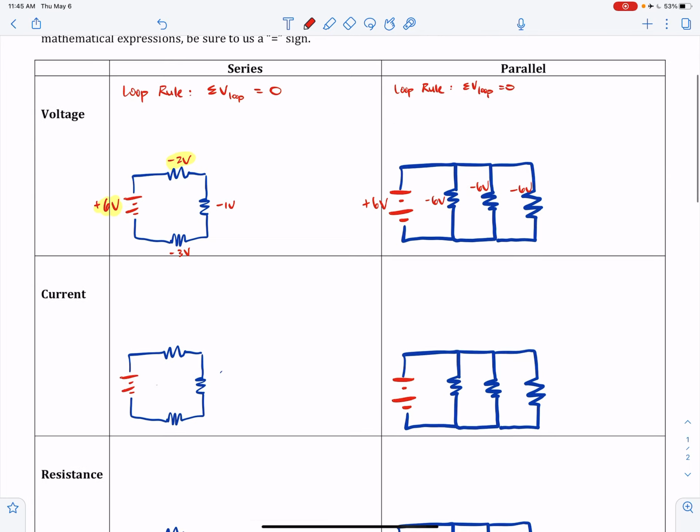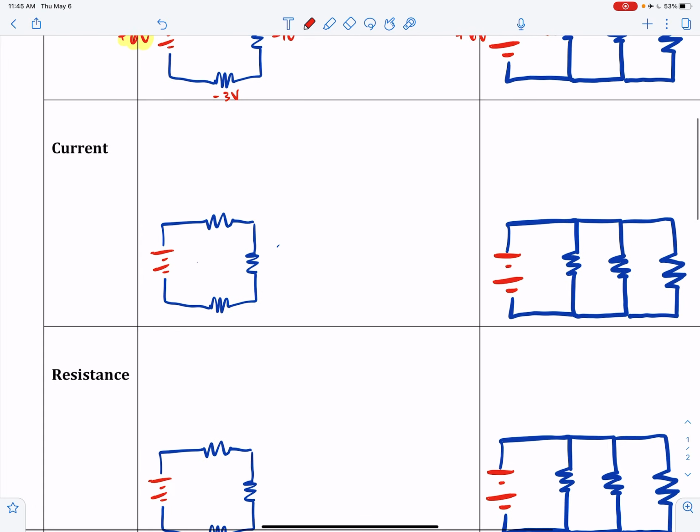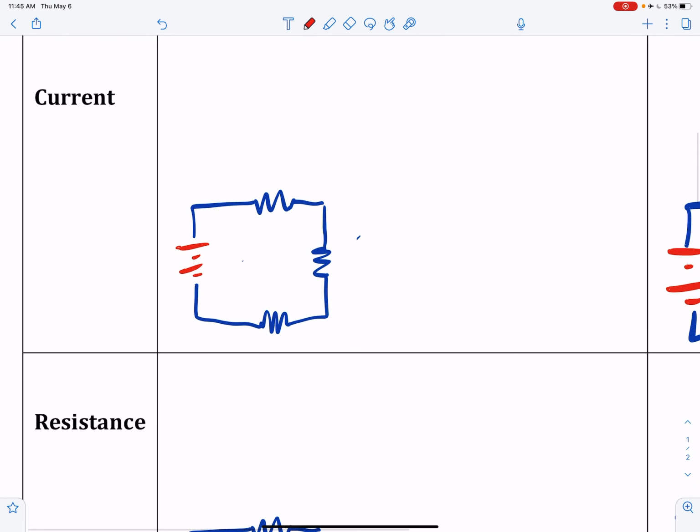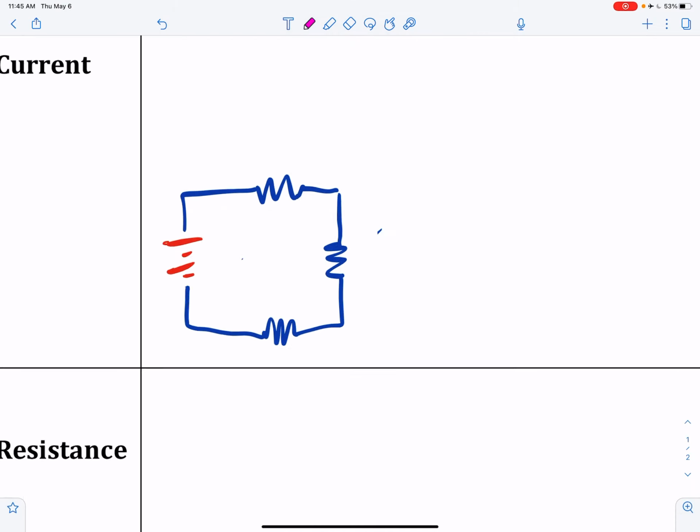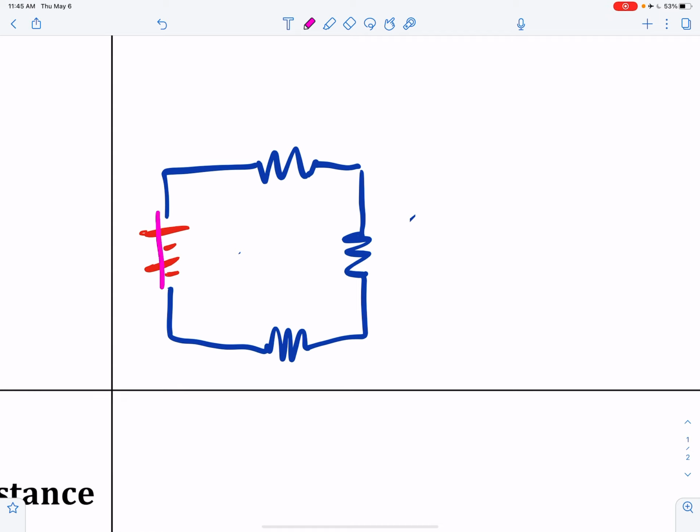Okay. Let's talk about current. What would we expect to see in current? So we've got these 3 resistors again. And if I were to take an ammeter and measure the current at various points, and I'm going to change colors here, let's go to pink. Let's say the current through the battery is 10 amps.